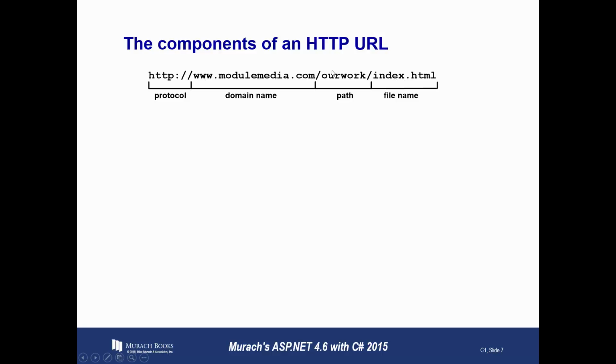Then you've got a path. So in other words, underneath this modulemedia.com, there's another folder called Our Work. And under that folder is a file that's called index.html. The only other thing to mention right here is when you see something that ends in .html at the end of your path, like you do right here, that's bringing up what's referred to as a static web page. It's a web page that probably doesn't change often. It's a web page that literally may never change.